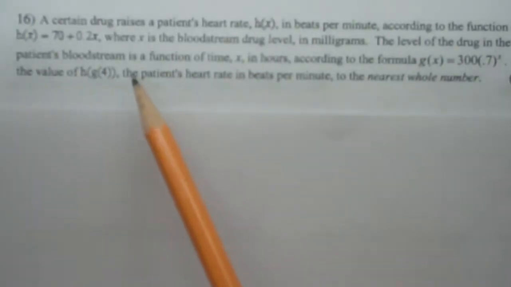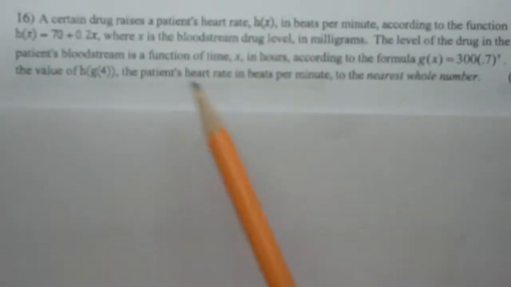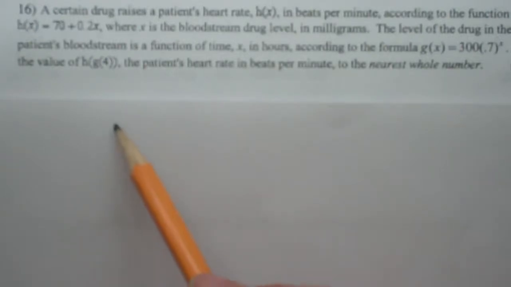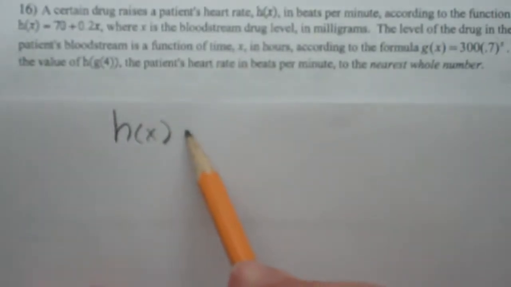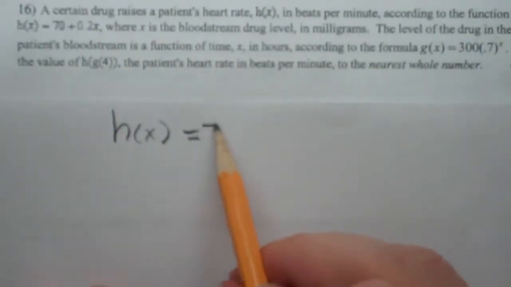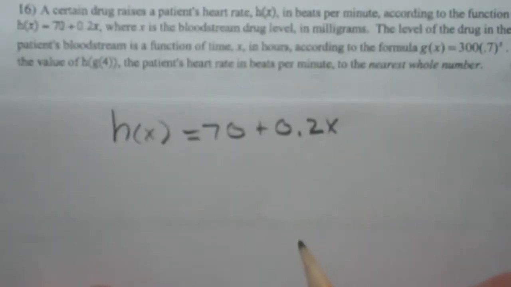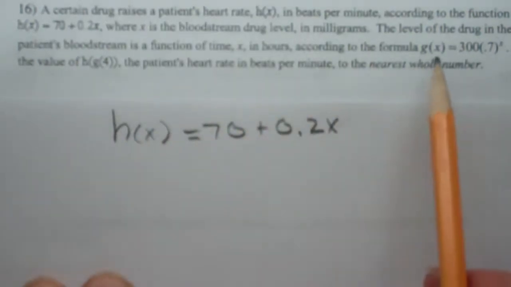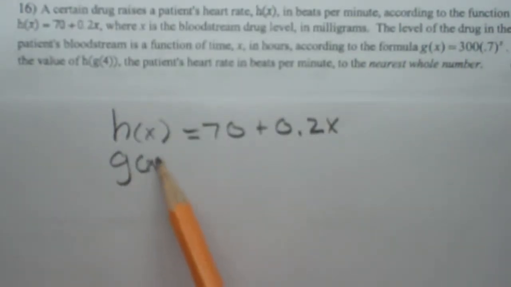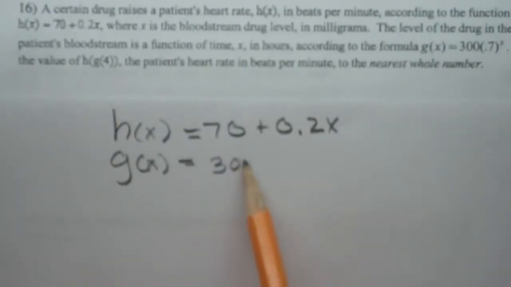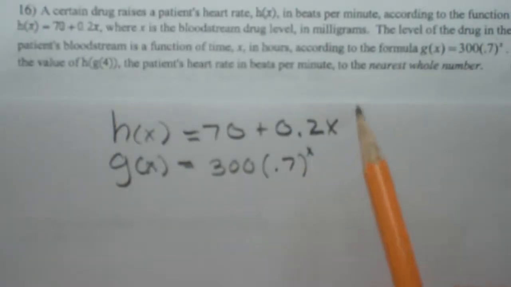It's just asking us to find what is h of g of 4, which means that we have to compose these two functions. Well, those two functions were the following. First of all, h of x is equal to 70 plus 0.2x. And the other function is g of x is equal to 300 times 0.7 to the x.